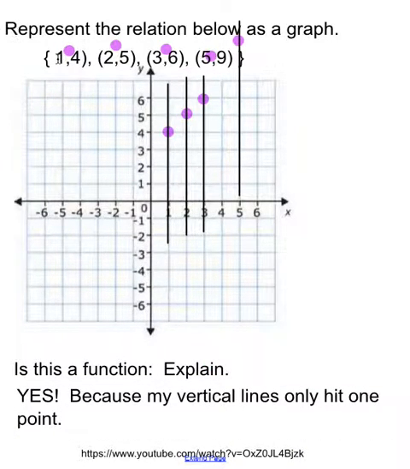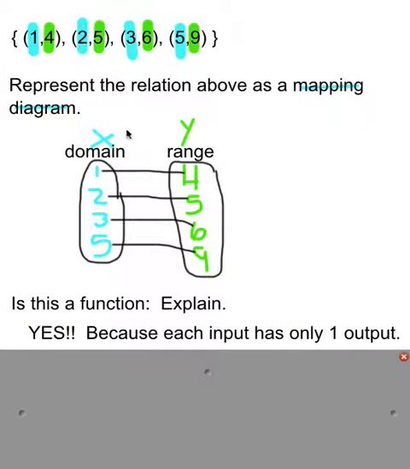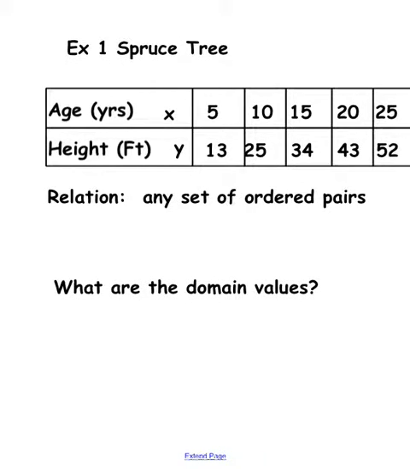Now, some of you might find the vertical line test easy to explain if something's a function. Some of you might prefer not drawing on a grid and just making the mapping diagram. Maybe you'd rather do it this way to decide if it's a function or not. Either way is fine. It's just two different strategies to solve these. So here's a couple examples.